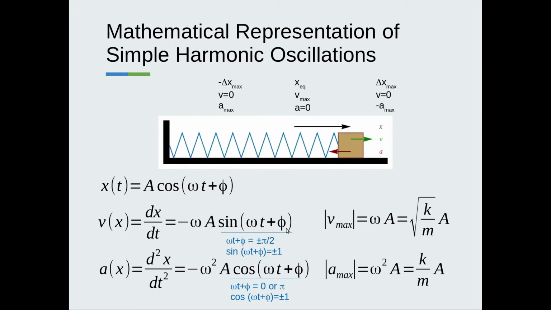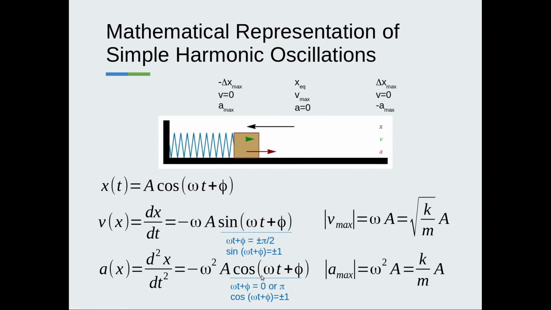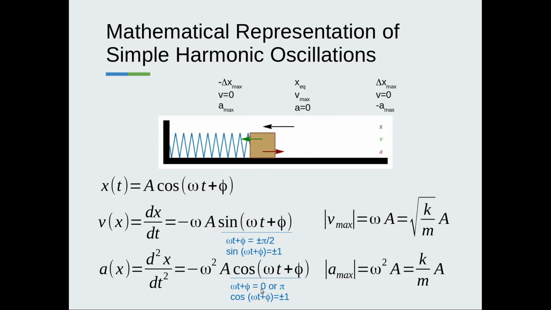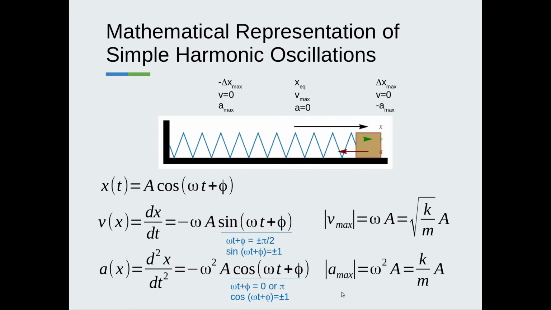And pi over 2 is related to the position here, which is the equilibrium position. Yeah, so it makes sense. And then for the acceleration, when your omega t plus phi is equal to 0 or pi, so this is the point where you have the maximum acceleration.